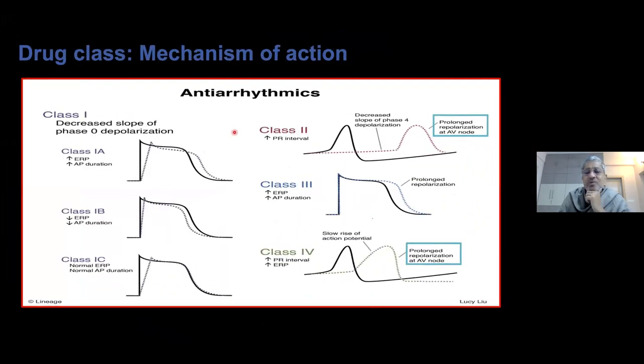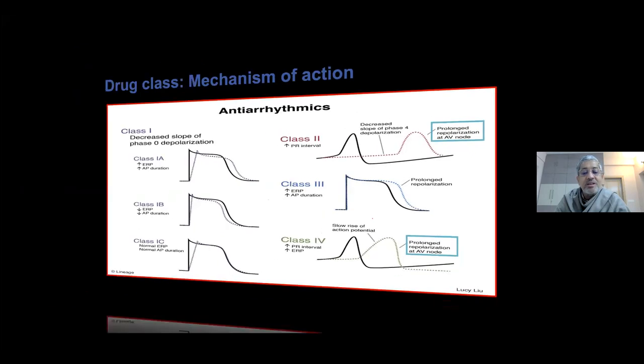Now we come to class 2. So class 2 is not worried about this business of sodium entry, calcium out. So they do a very unique thing. They decrease the slope of depolarization. That means you decrease the activation of the rapid depolarization. And it also prolongs the depolarization of the AV node. So let's see which drug is doing it.